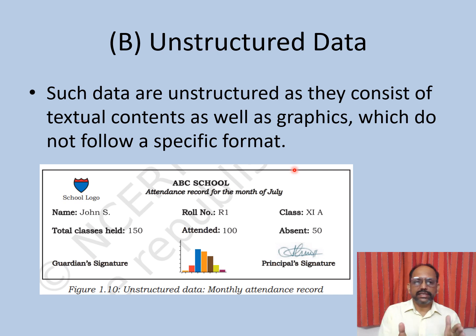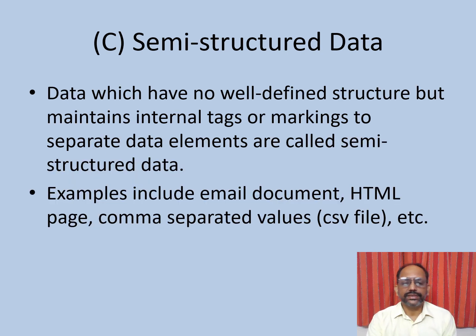So please understand the difference between structured data and unstructured data. I am repeatedly telling the differences. Now we move on to the third kind of data, called semi-structured data. The data which have no well-defined structure but maintain internal tags or markings to separate data elements are called semi-structured data. Examples include an email document, an HTML page, or comma separated values, in short, a CSV file.